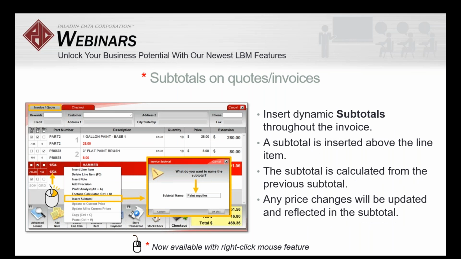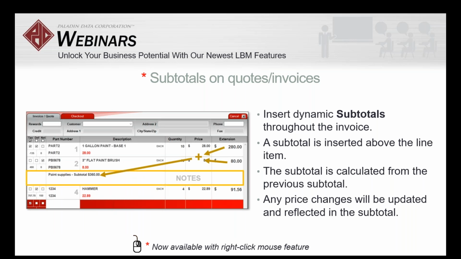Subtotals on quotes. Again, part of the right-click features. If you select Insert Subtotal, it'll enable you to put in a subtotal name. So you can break the invoice up and subtotal those different areas. It's always calculated from the previous subtotal. So prices will change if you happen to go and insert, for example, something into that particular subtotal or into that grouping, it will re-update the subtotal cost.